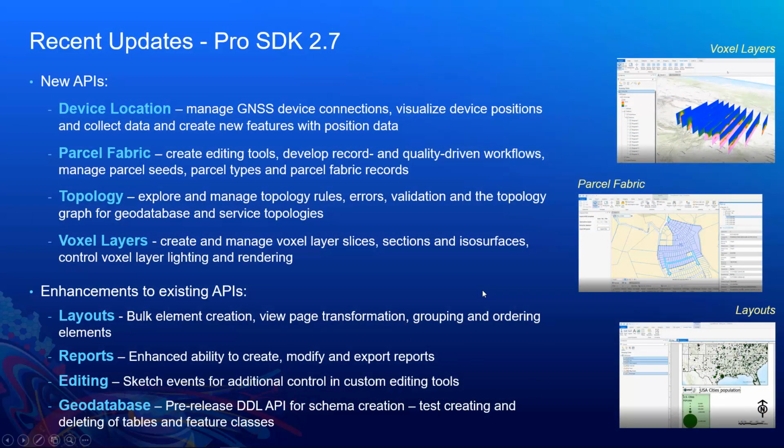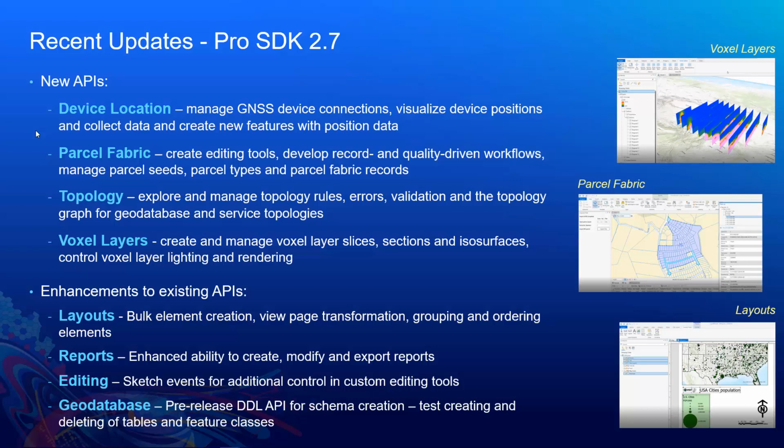Okay, just wanted to walk through some recent updates with the SDK to show you some of the new capabilities that you could take advantage of here. 2.7 was a very significant release, and we had a number of new APIs. We had device location, which allows you to manage new GNSS device connections, GPS, parcel fabric, the ability to create new tools and work with parcel fabric workflows. Topology, many users have been looking for the opportunity to work with topology rules and the topology graph, as well as voxel layers, where you can create and manage voxel layer slices, sections, and ISO services.